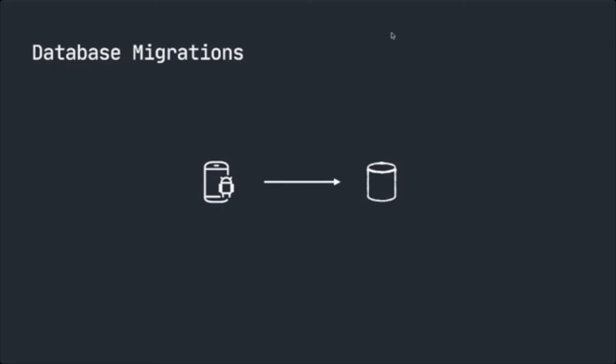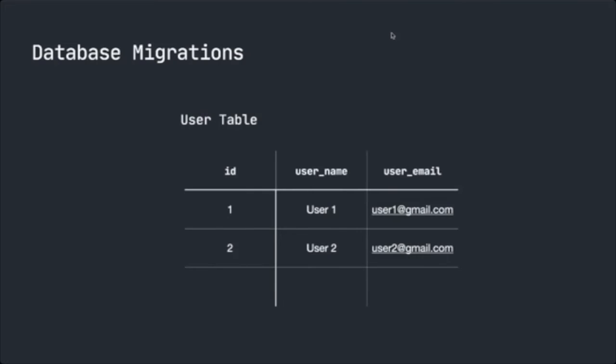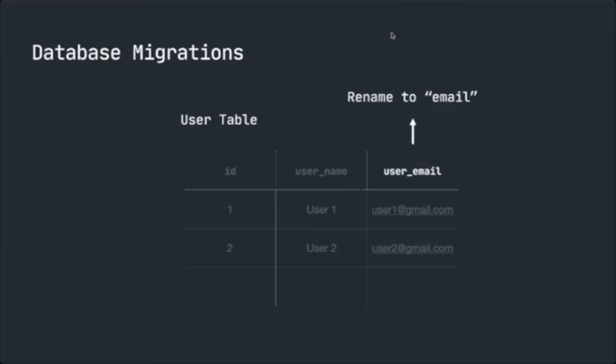So suppose you had an app that cached things to the database, and you may be using Room or SQLite. And suppose, for example, you had a users table in your database, and you had a column that you wanted to rename from user email to email. And how do you set up this type of a migration?